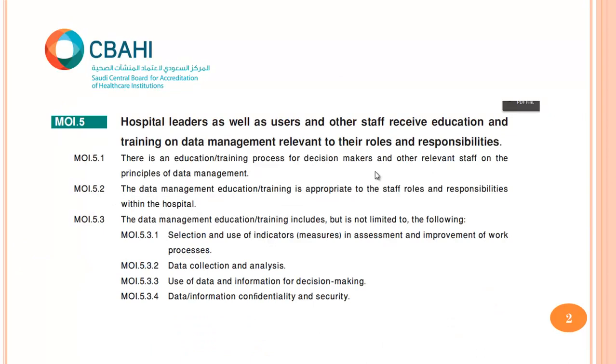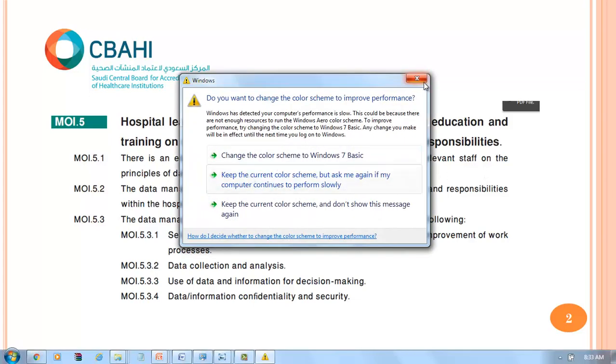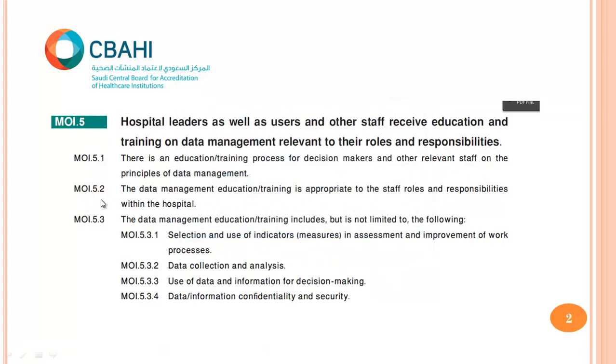As per CBAHI MOI.5 standard, hospital leaders as well as users and other staff receive education and training on data management relevant to their roles and responsibilities. MOI 5.1 standard requires that there is an education and training process for decision makers and other relevant staff on the principles of data management. MOI 5.2, the data management education and training is appropriate to the staff roles and responsibilities within the hospitals. And MOI 5.3, the data management education and training includes but is not limited to the following.